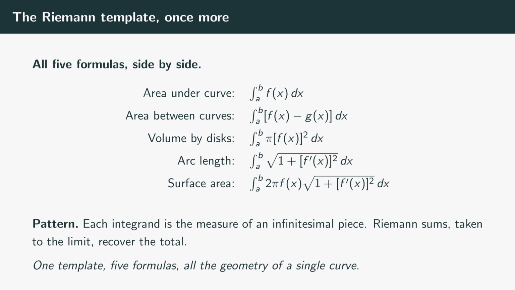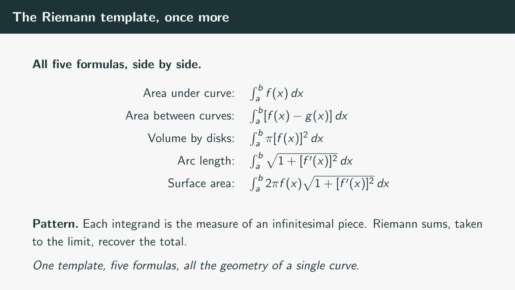Zoom out. We now have 5 integral formulas, all built from a single curve y equals f of x on an interval from a to b. Area under the curve: the integrand is f of x, the height of a thin vertical strip. Area between two curves: the integrand is the difference f of x minus g of x, the height of a vertical strip in the bounded region. Volume by disks: the integrand is the cross-sectional area pi times f of x squared, the area of a thin disk.